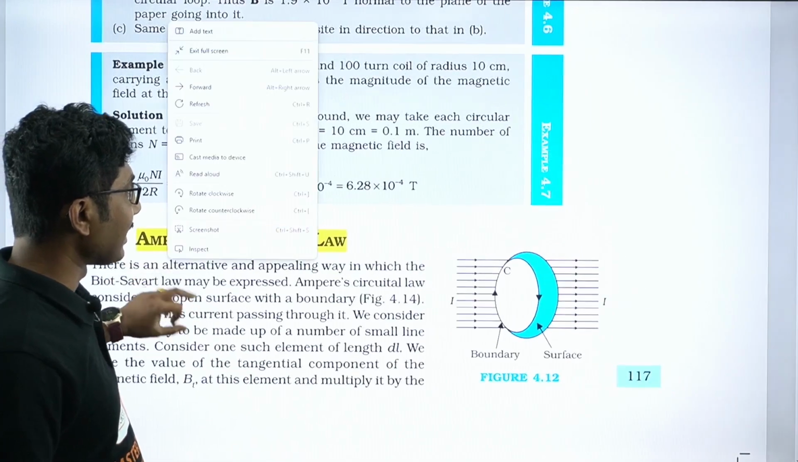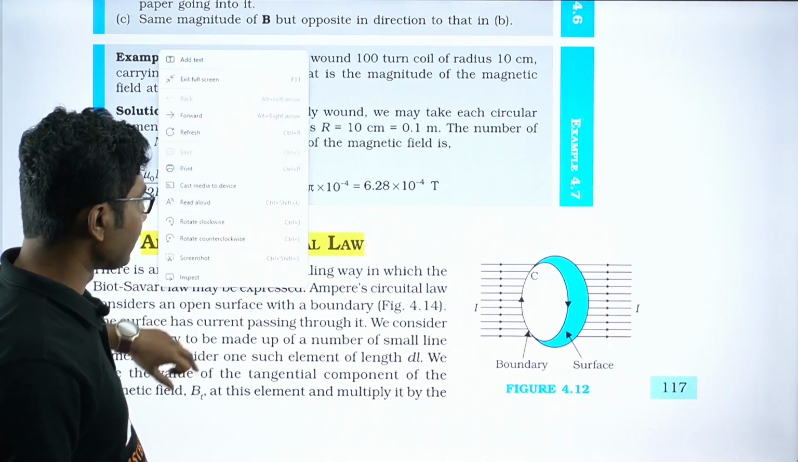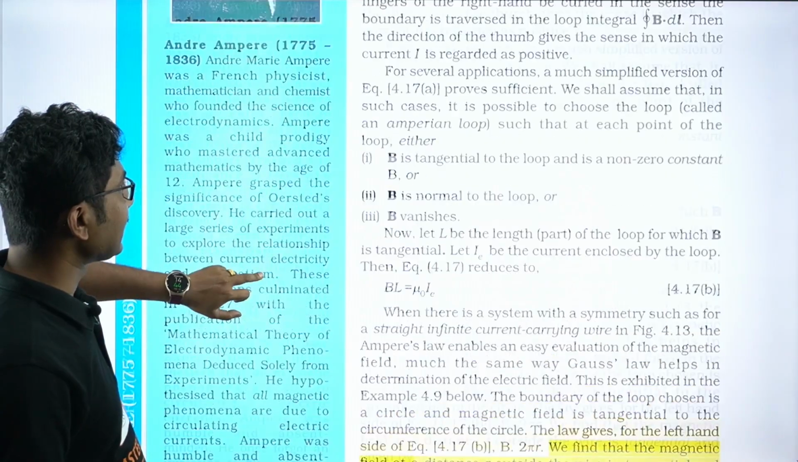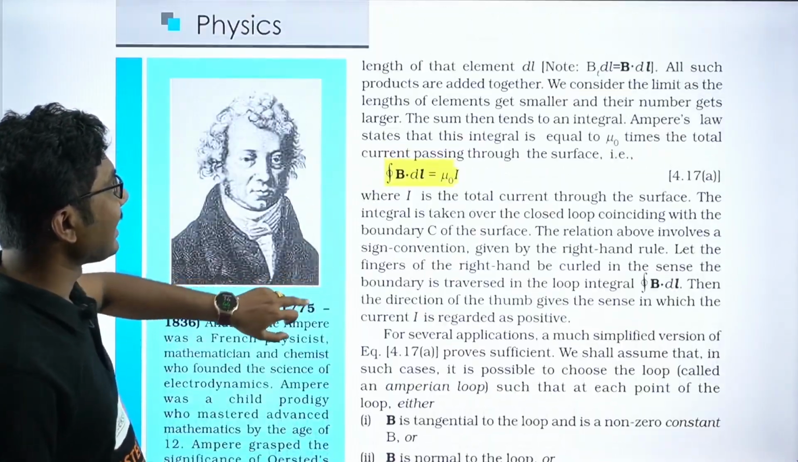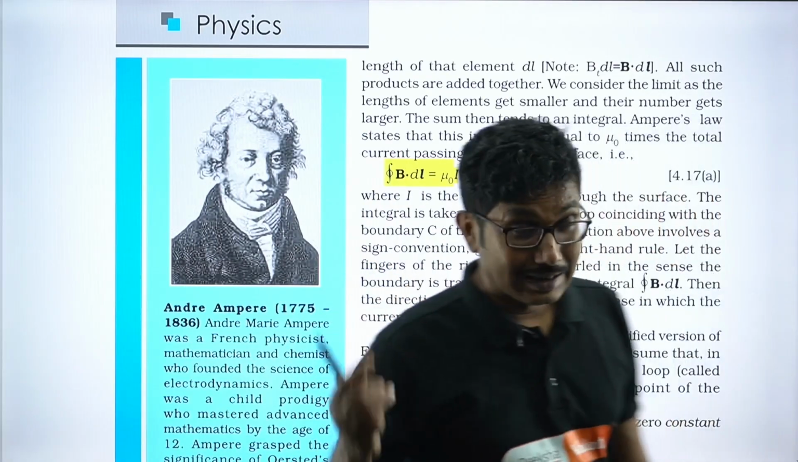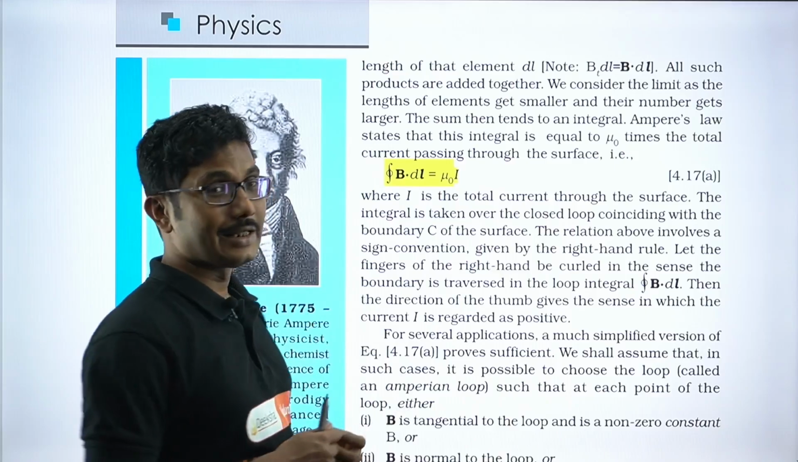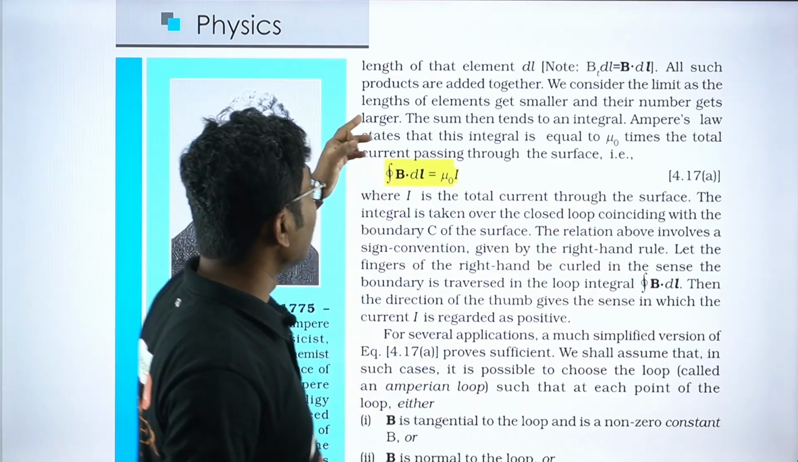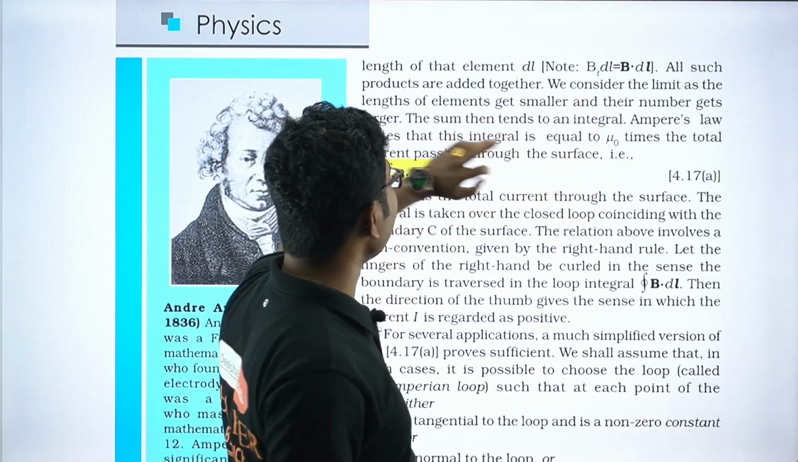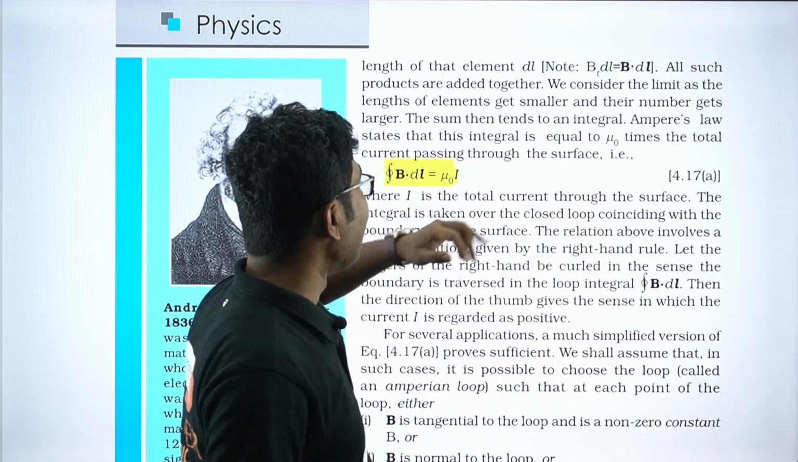Okay, now Ampere's circuital law. This is also a very interesting law. It is similar to Gauss's law in electrostatics. What is that? Ampere's circuital law is very simple. It states that whenever a current is enclosed by a linear closed line, okay, closed line, linear, the current element dl, as much as product added together, we consider the limit as the length of the element gets smaller and smaller, the number gets larger, the sum tends to an integral.